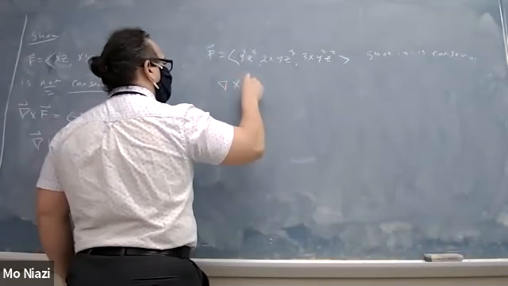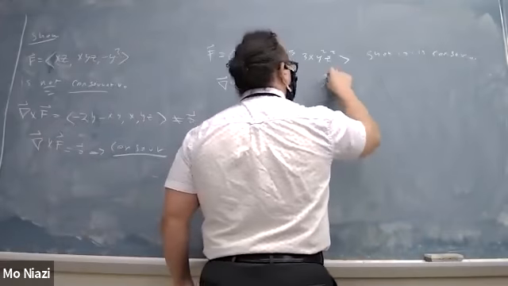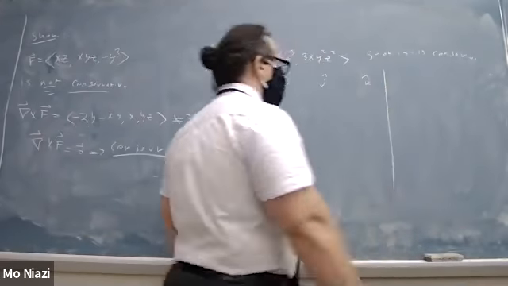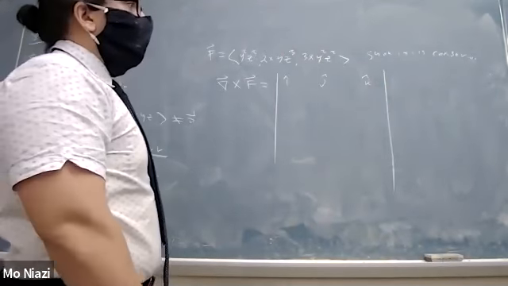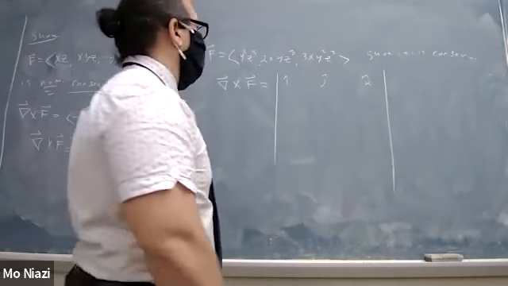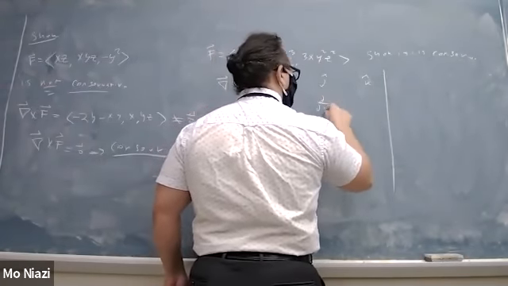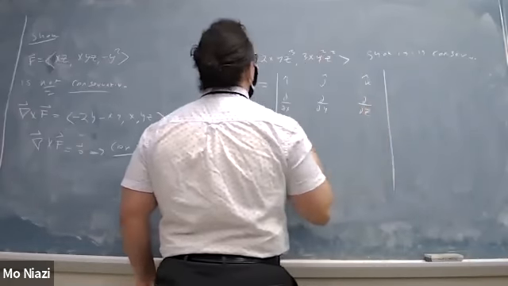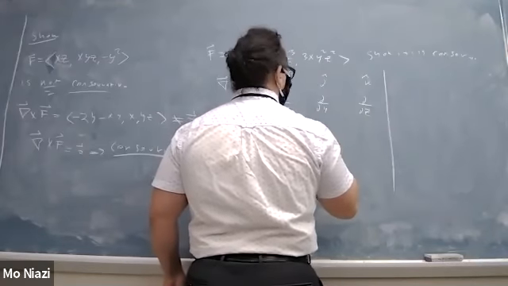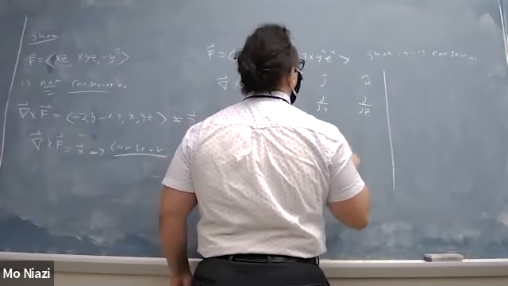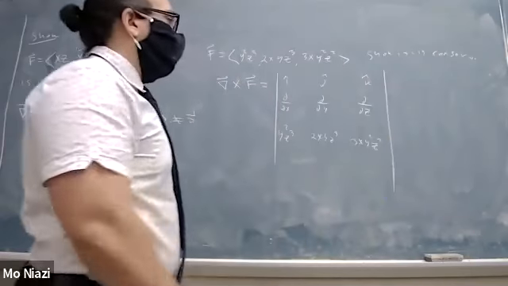So it's asking us to take the curl and verify that it equals 0, the 0 vector. So this is going to be partial x, partial y, partial z. This is going to be y squared z cubed. This is going to be 2xyz cubed. This is going to be 3xy squared z squared. Okay?